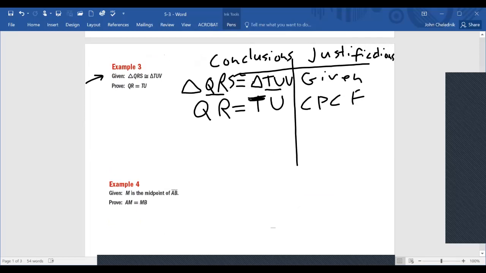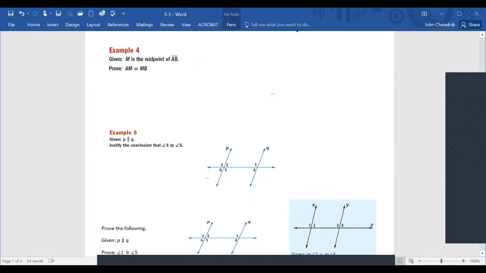Let's just try another example. Okay, example 4. It says M is the midpoint of AB. I'm going to draw a picture of this. I just think it will help. So M is the midpoint of AB. And it wants us to prove that AM is equal to MB.